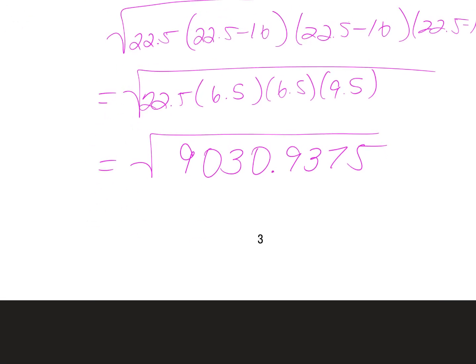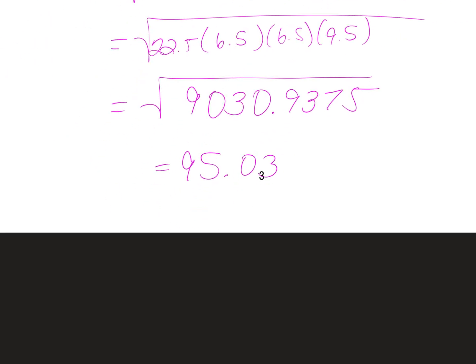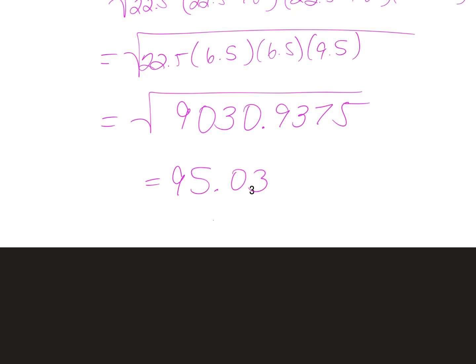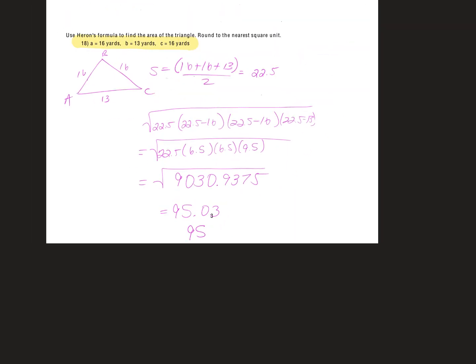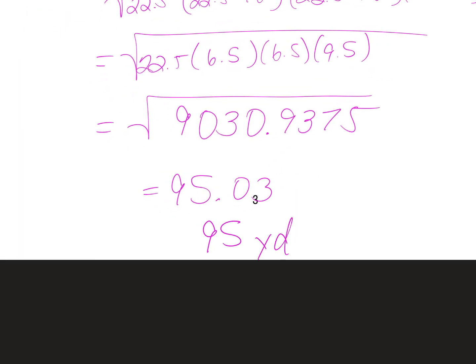And then take the square root of that. What do you guys get? About 95.03. All right, what do the directions say? Round to the nearest square unit. So it's about what? 95. What was the unit? Yards. And it's squared.